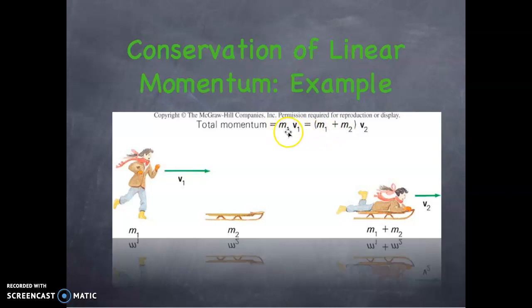So she has M1 times V1. That's the momentum that she has initially. And then when she jumps onto the sled, the sum of the two masses, represented here by grouping M1 and M2 together, times V2, becomes the momentum in the final case. This is a picture of that. So if we want to know some specific quantity, we can solve this equation. If everything else is known, we can find what we're looking for.